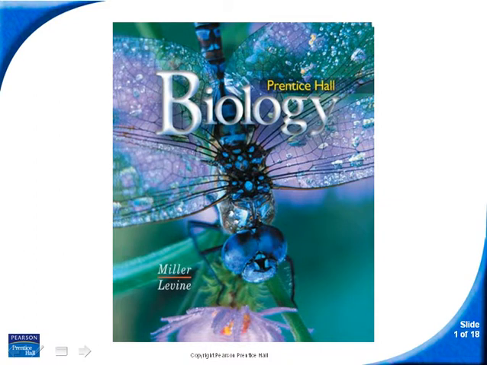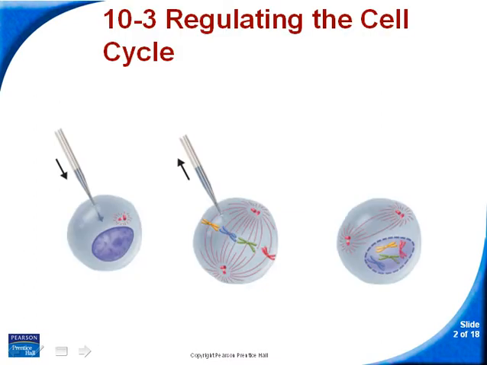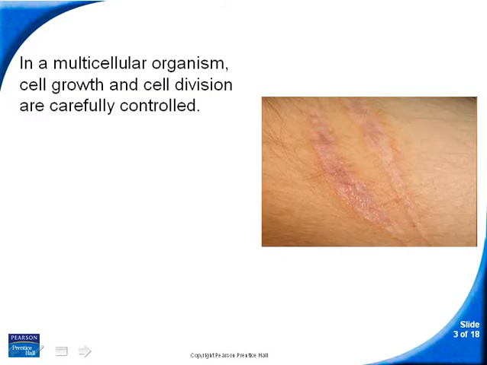Welcome to the Chapter 10, Section 3 podcast, Regulating the Cell Cycle. And we're going to be talking about how the cell cycle is stopped, started, paused, etc. So let's start. We're looking at a picture of a scar there because we're going to be talking about cell division and how it helps in healing.